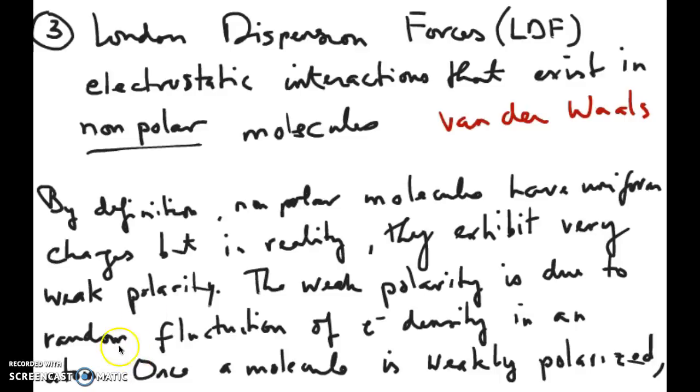Now, let me talk a little bit about nonpolar molecules. As you understand it, nonpolar molecules have a uniform charge distribution. In other words, the positive and negative are uniformly distributed. There's no one side that's more positive. There's no one side that's more negative. But it turns out that there is a little bit of a difference in the polarity of a nonpolar molecule. One side might be just slightly less positive, and the other side might be just slightly more positive.